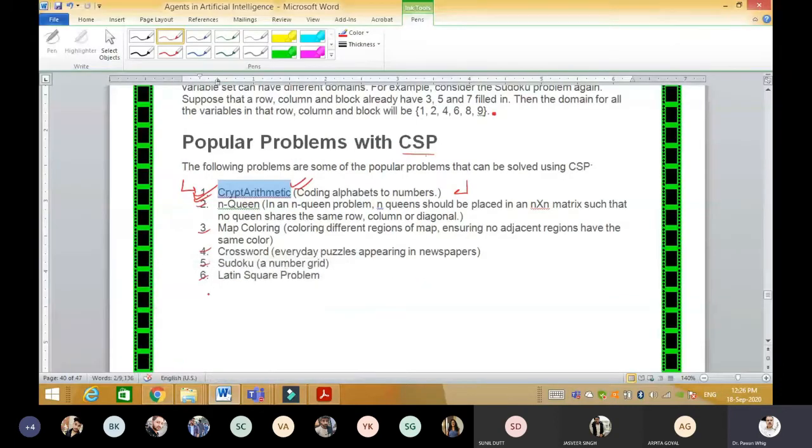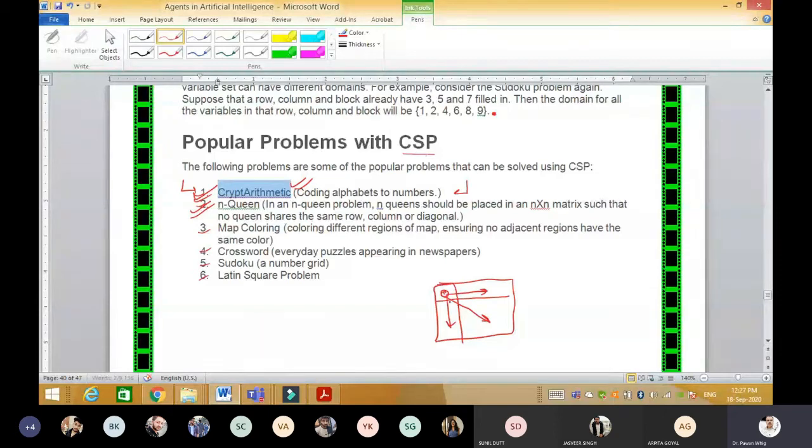So the next one is the N queen problem. Now the N queen problem is also a constraint problem. What is this N queen problem? In a chessboard, the queen is the most powerful element, which can move diagonally as well as horizontally and vertically. Everywhere it can move. So in an N queen problem, you have to place N number of queens such that no queen shares the same row or same column.